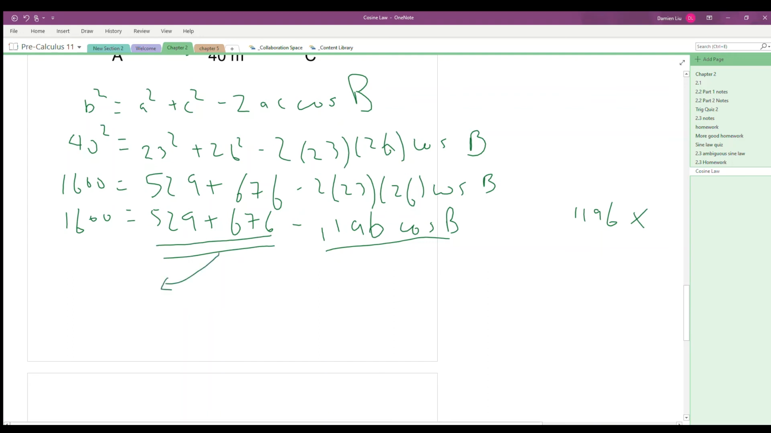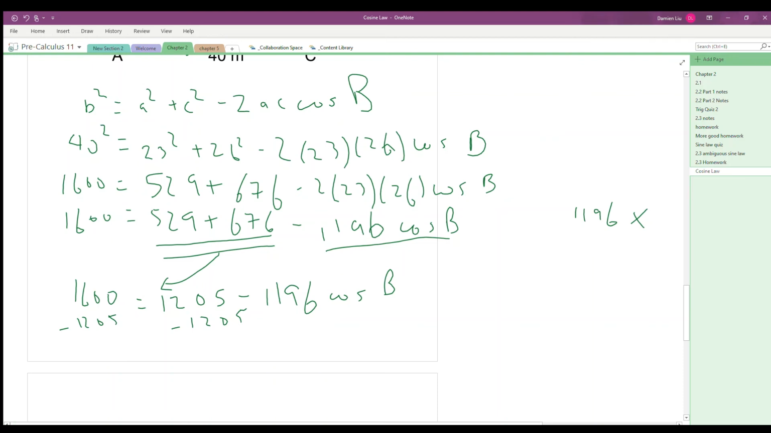All right, so 529 plus 676. Let's do that. I got 1205. Okay, 1600 equals 1205 minus 1196 cos B. So again, the 1196 is with cos B. Do not subtract it away from 1205. Instead, what you must do is get rid of the 1205. So I'm going to subtract 1205 on both sides.